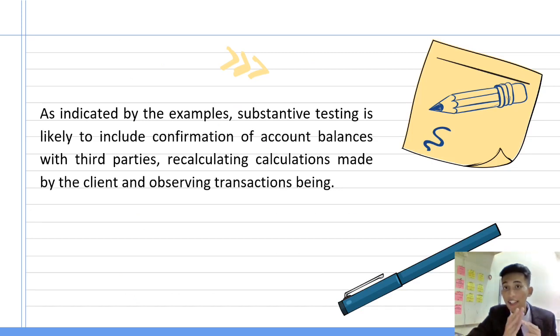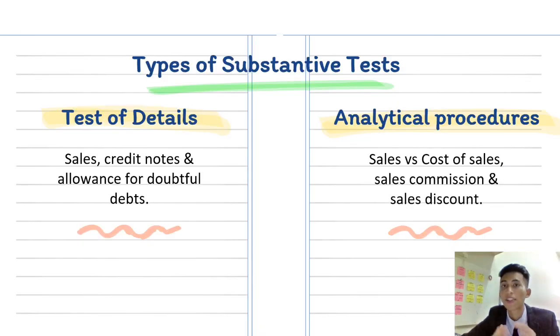So, as you can see with the given examples, substantive tests are more likely to include the confirmation of account balances with third parties, recalculating the calculations made by the clients, and also observing the transactions due.